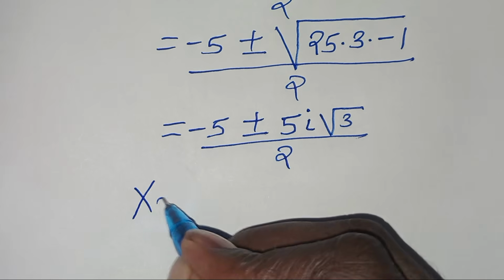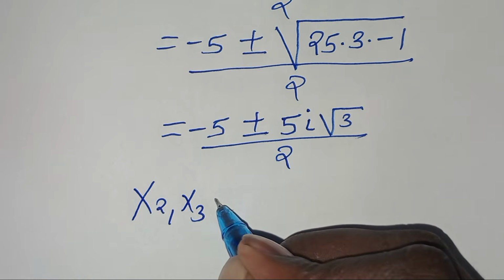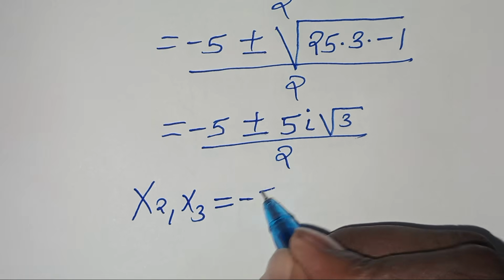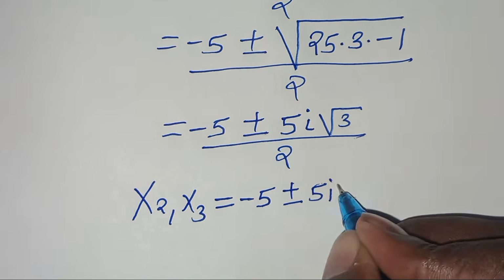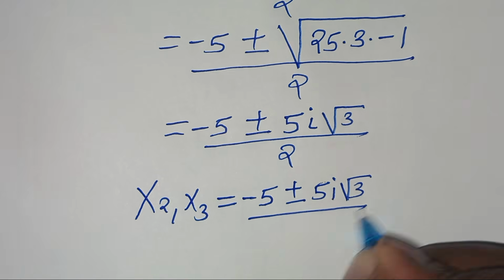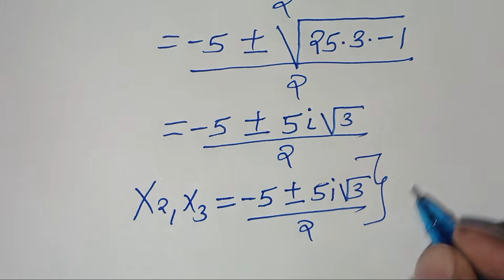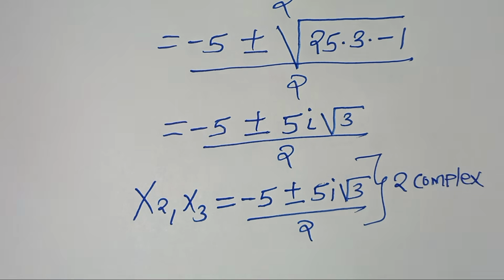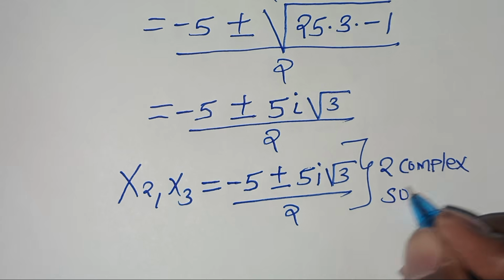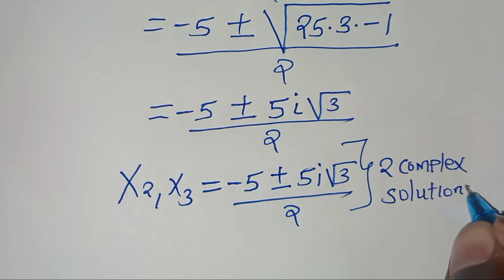So we have x2, x3. This is equal to negative 5 plus or minus 5i square root of 3 divided by 2. So you find that these are two complex solutions. These are two complex solutions under case 1.